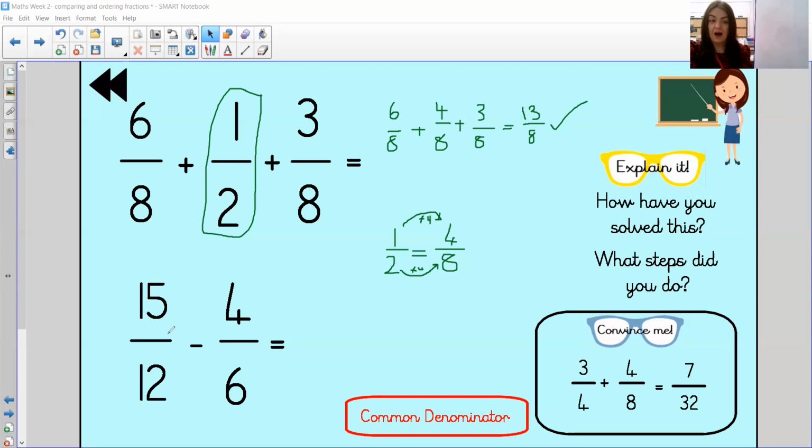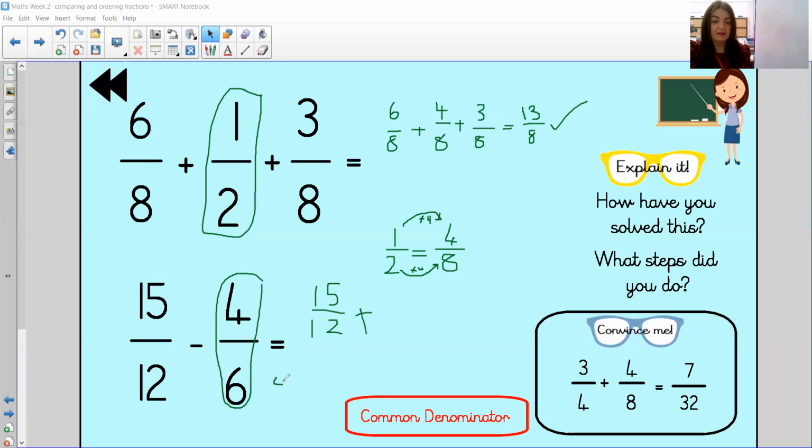Can I easily divide 15 by 2? No, because it's an odd number. So I know straight away that it's this one that I'm going to have to convert into 12. So my 15 twelfths is going to stay the same. So I can write that there ready now. But what am I going to be adding?